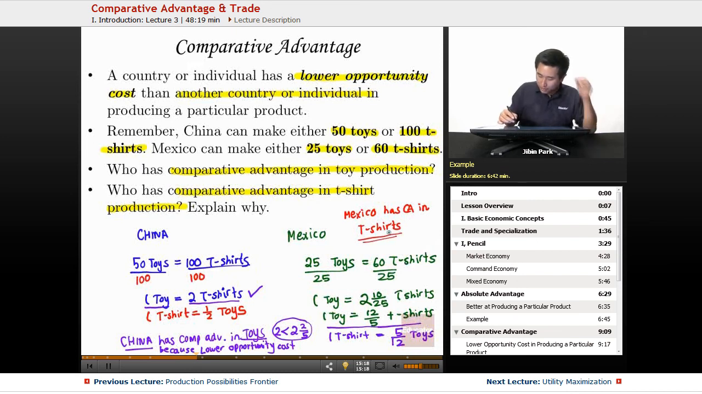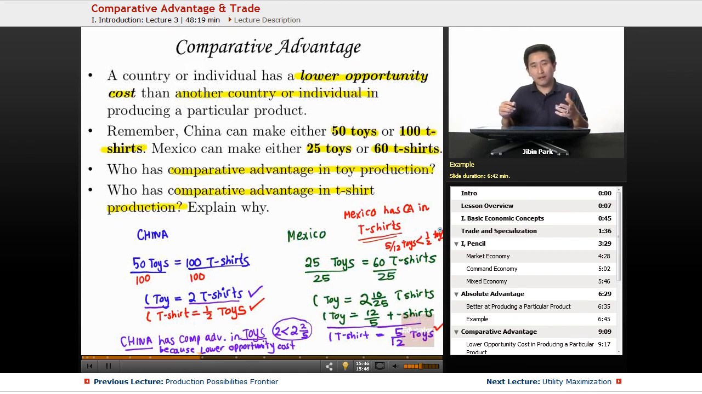Okay, why? Because you take a look at this, 5 over 12 is actually going to be less than 1.5. So 5 over 12 toys is less than 1.5 toys here. So again, comparative advantage is who's giving up less, whether it's in an athletic contest, whether it's in a production contest. Whoever's giving up less has comparative advantage, and that really determines why people do what they do.